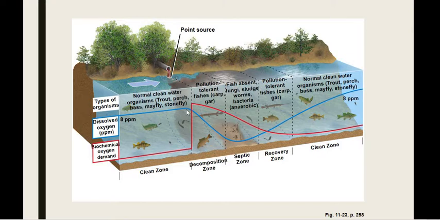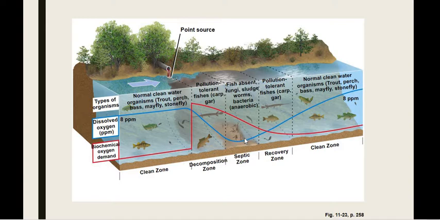Now, the dissolved oxygen starts to decrease as you reach the point source. The biochemical oxygen demand, BOD, rises sharply. Once you reach this next zone, which is called the decomposition zone, you have pollution-tolerant fishes, such as carp and gar. If you look in a lot of your canals around here, you'll see alligator gar, because our canals aren't necessarily the greatest water. Now, all of our water is going to start flowing towards the right-hand side of the screen. So the next zone after decomposition is the septic zone.